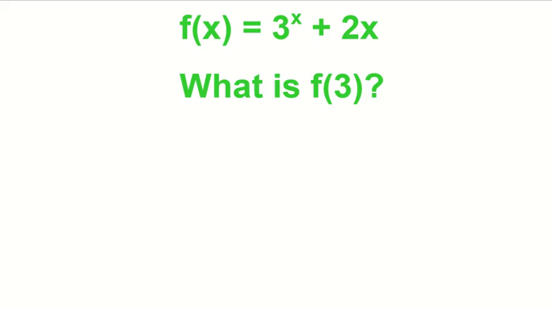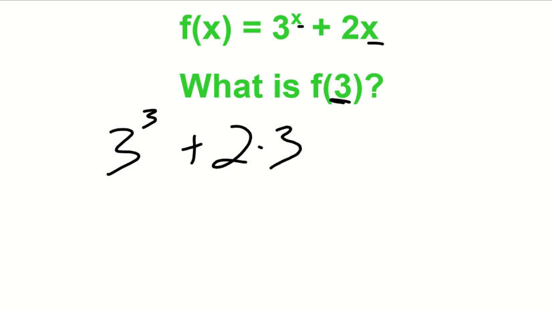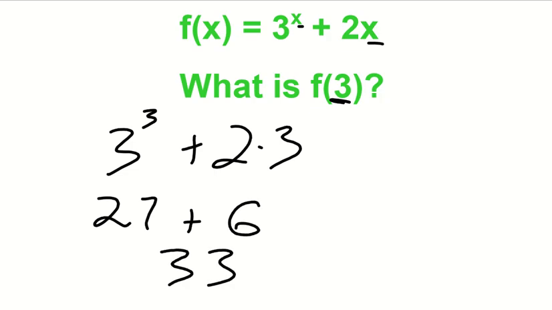Adrian, what you got? 33 is correct. So we plug in the 3 for each of the x values. So I got 3 to the third power plus 2 times 3. 3 to the third power is 3 times 3 times 3. 3 times 3 is 9. 9 times 3 then is 27. 2 times 3 is 6. 27 plus 6, 33. Everybody go with that one?